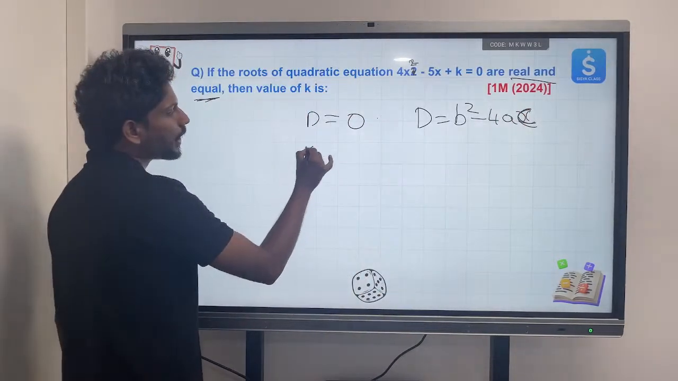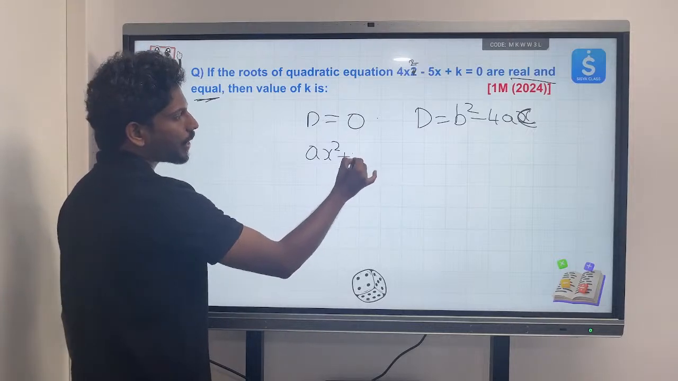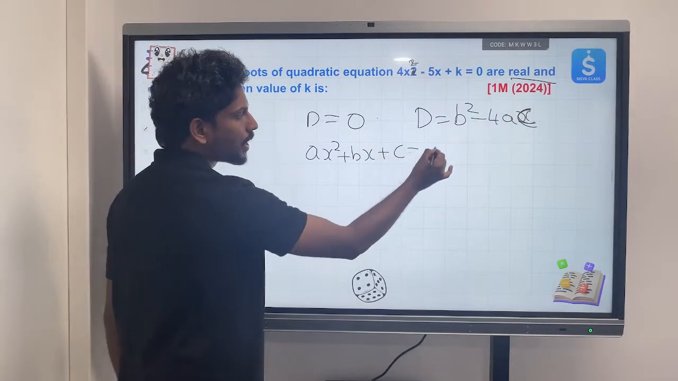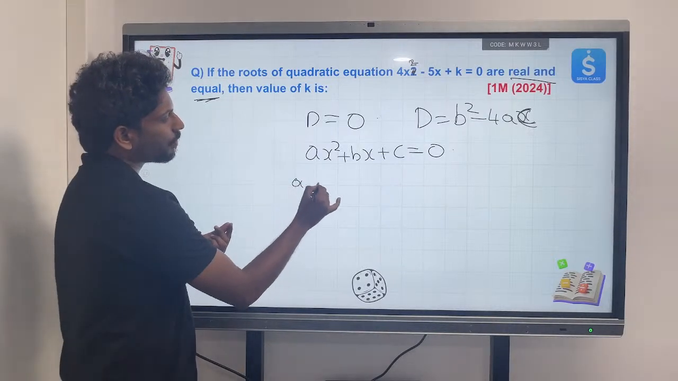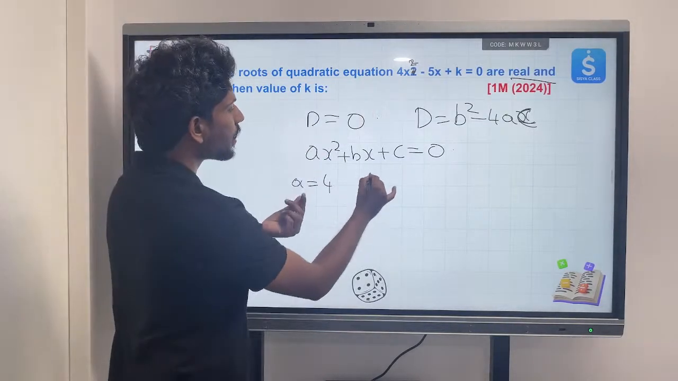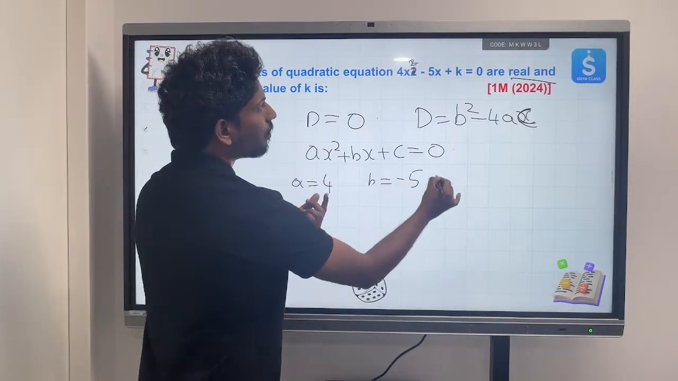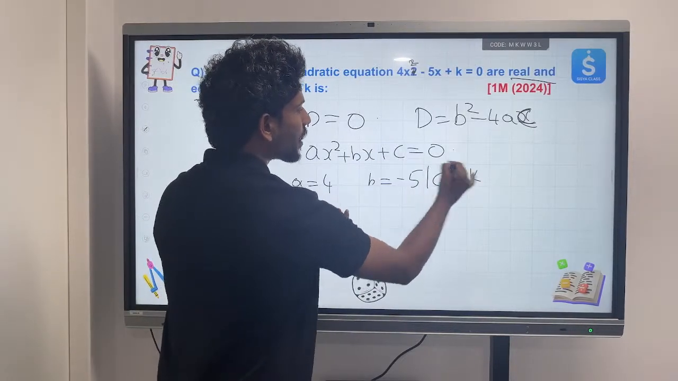Now we have the equation in the form of ax square plus bx plus c equals to 0. Now what is the value of a? A value is 4. What is the value of b? B value is minus 5. What is the value of c? The c value is k.